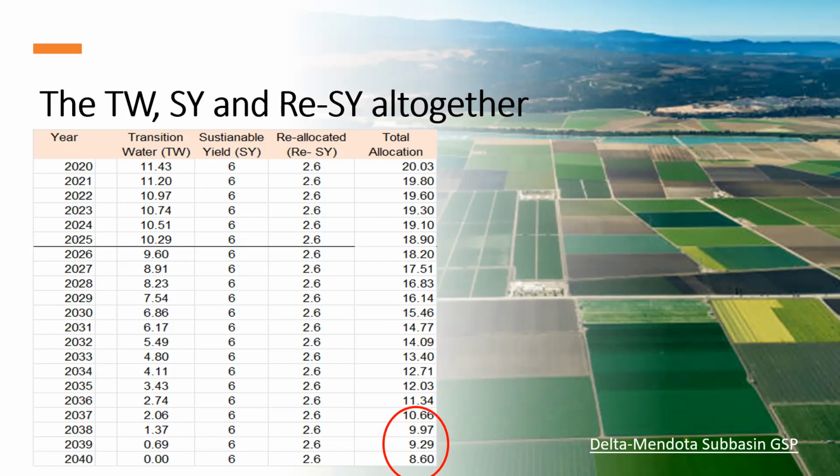But as it sits today, your sustainable yield is at 6, your reallocation is 2.6, and this is the trending line for your transitional water reduction each year till you get to 0, which gives you a total amount of 8.6 acre inches to farm with. I hope that helps out. It was very confusing for me when I was trying to figure out some property that I was looking at, and this helped me solve that problem.